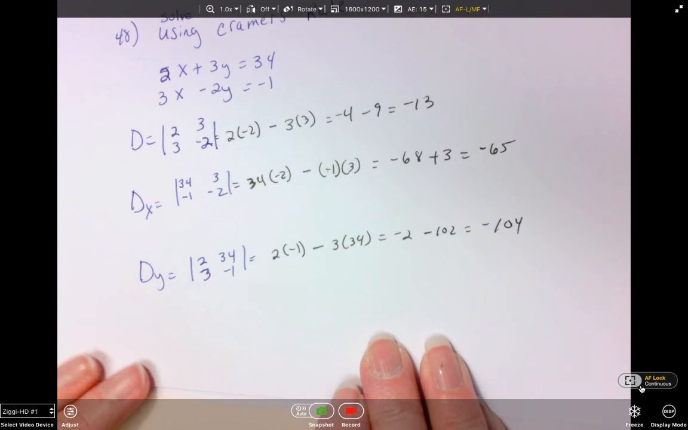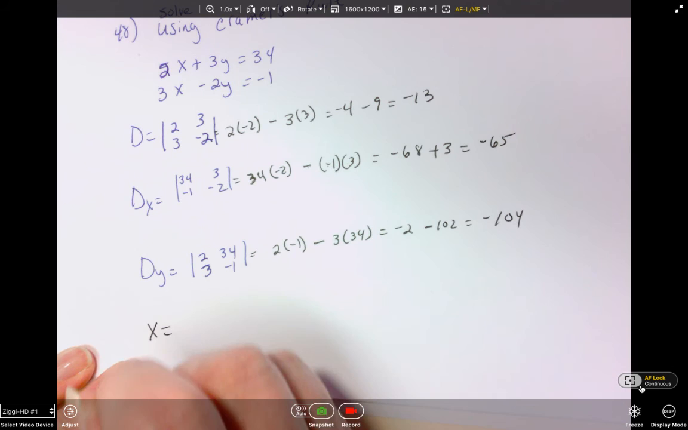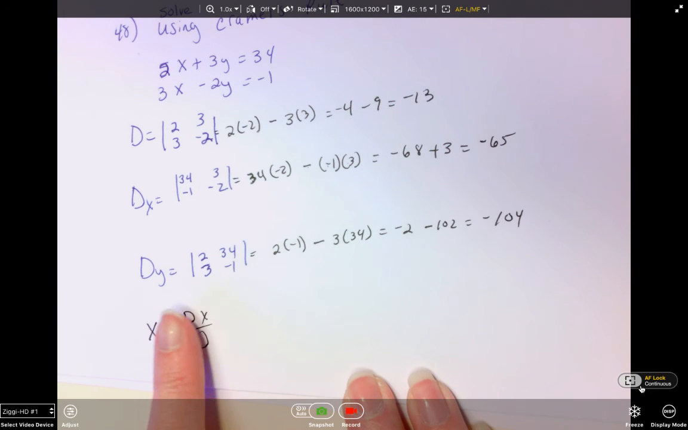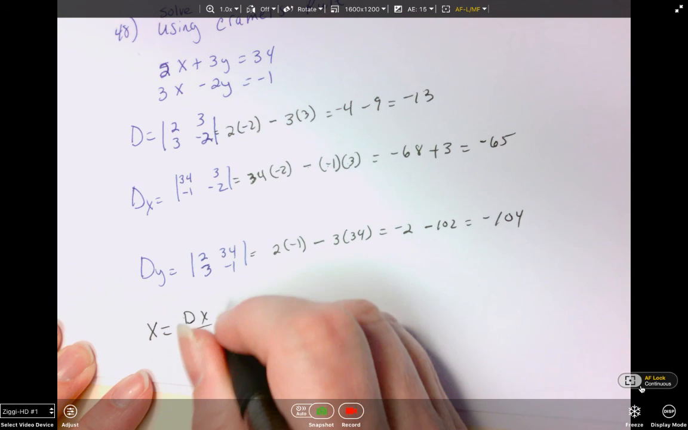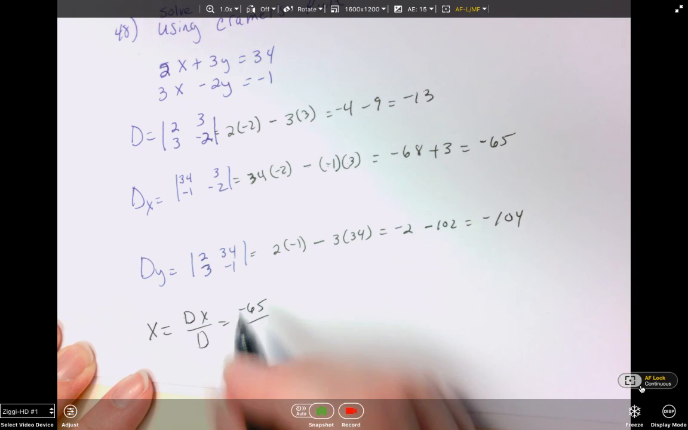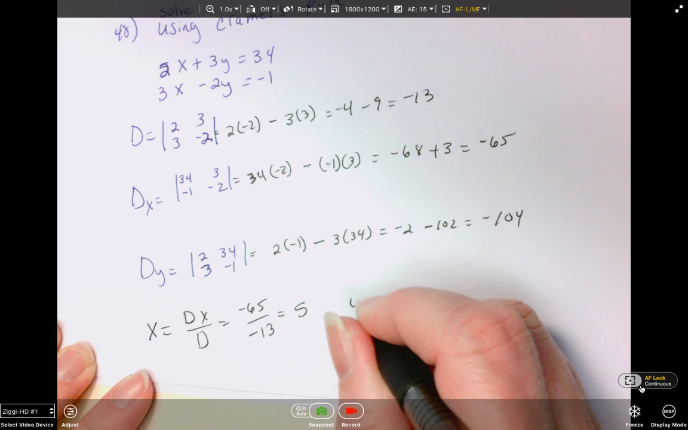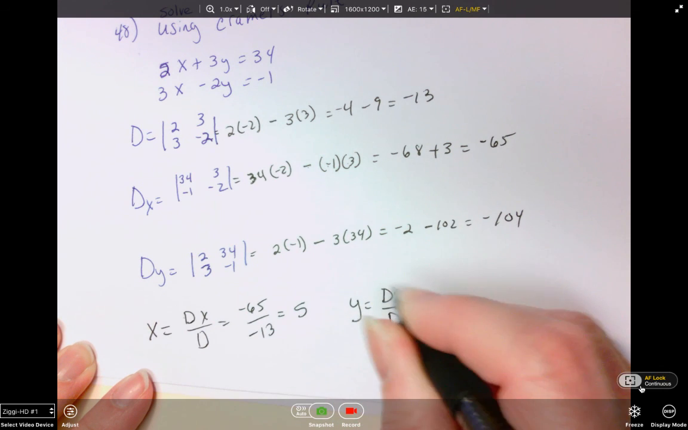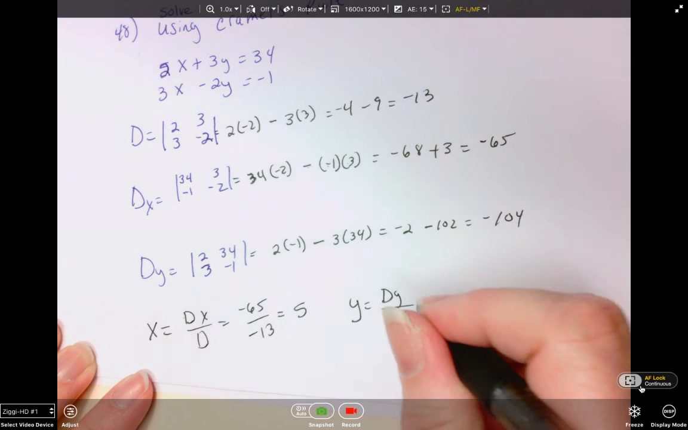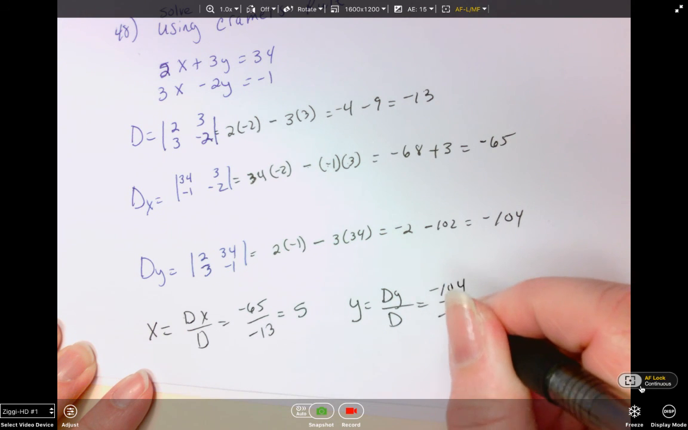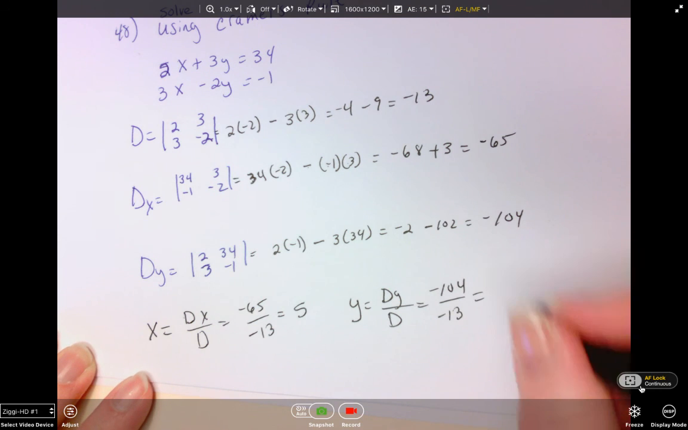Now to solve for our x and y, x will equal dx divided by d. You can think about if we took the d's away, the x equals x. That could help you figure out which one goes on the top. So the value for dx is negative 65 divided by the value of our d, negative 13. And when we divide that, we're going to get positive 5. We have 2 negatives, so it'll be 5. Now y is going to be dy divided by d. Again, if we took the d's out, we get y equal to y. That gives you a clue on how to do those. So that's going to be negative 104 divided by negative 13, which will be positive 8.